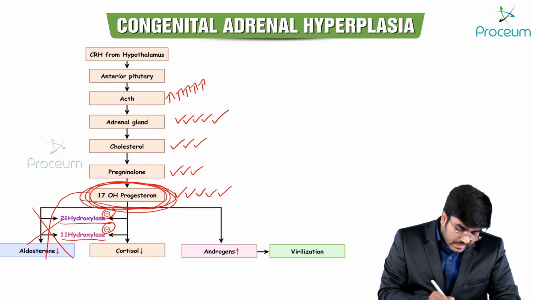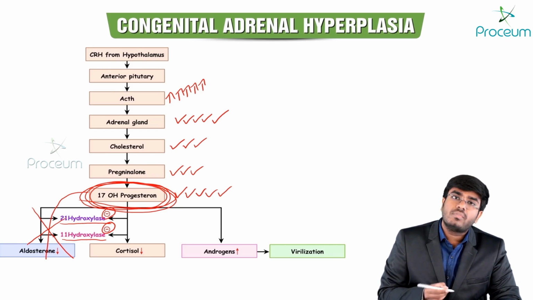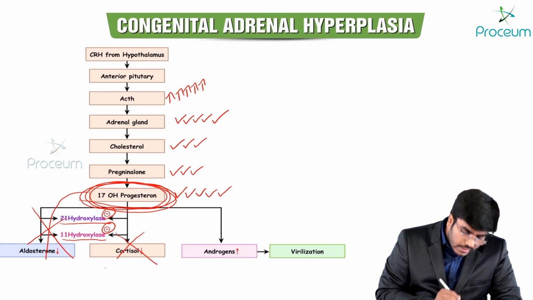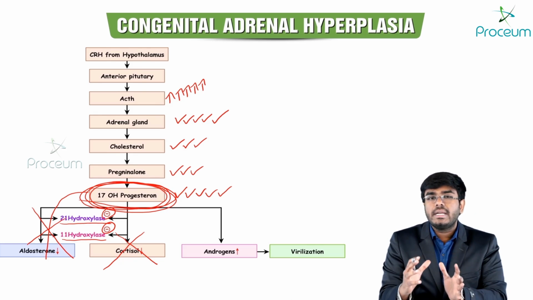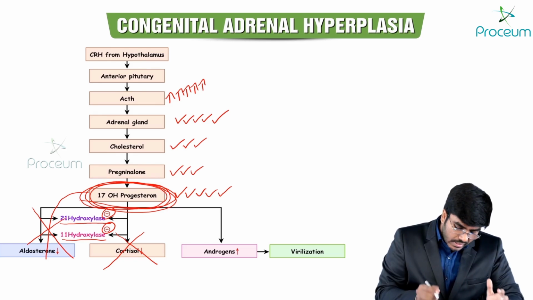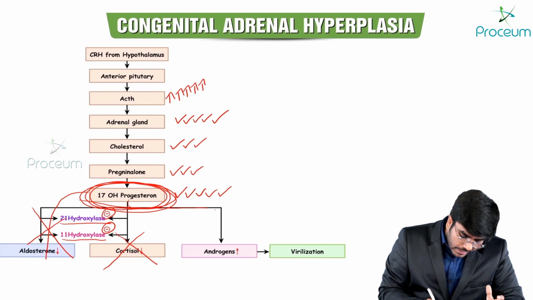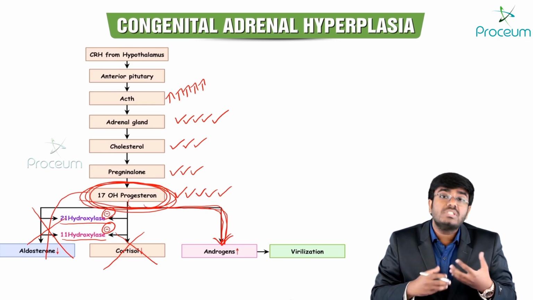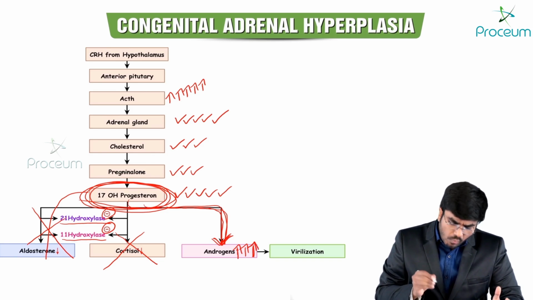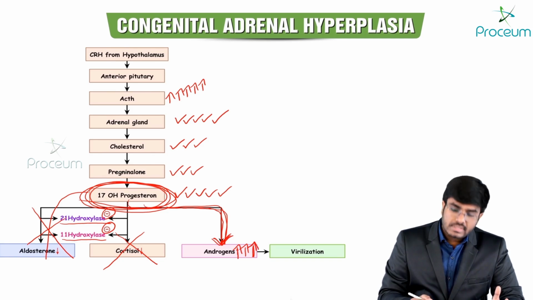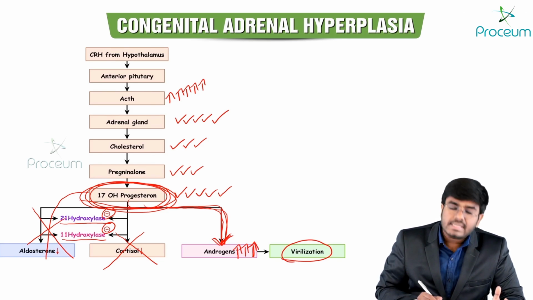In the same way, these two enzymes are also needed for the formation of cortisol. So even cortisol is not getting produced. So all this 17-hydroxyprogesterone is now shunted towards the production of the androgens. All this 17-hydroxyprogesterone is now going into the pathway of androgens. So totally all this 17-hydroxyprogesterone is used for the production of androgens. So there are lots and lots of androgens in this condition. Now what happens? All these androgens are going to cause virilization.